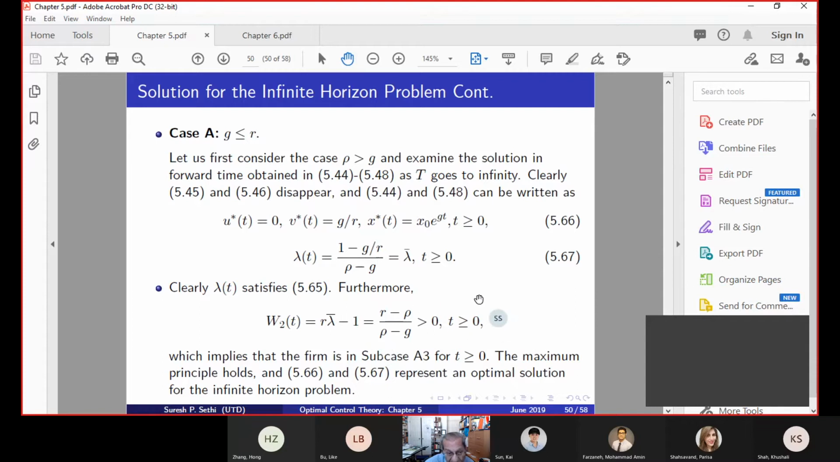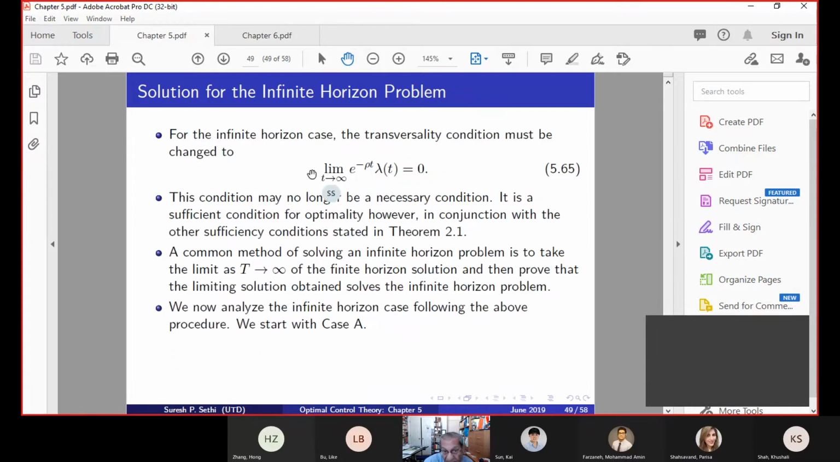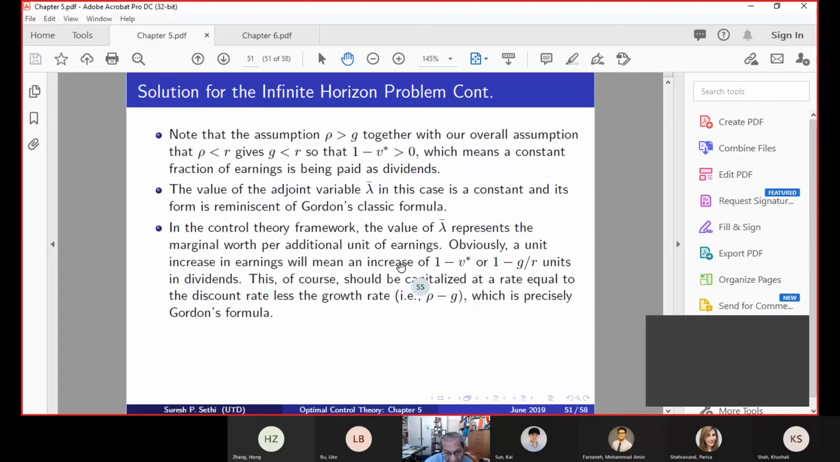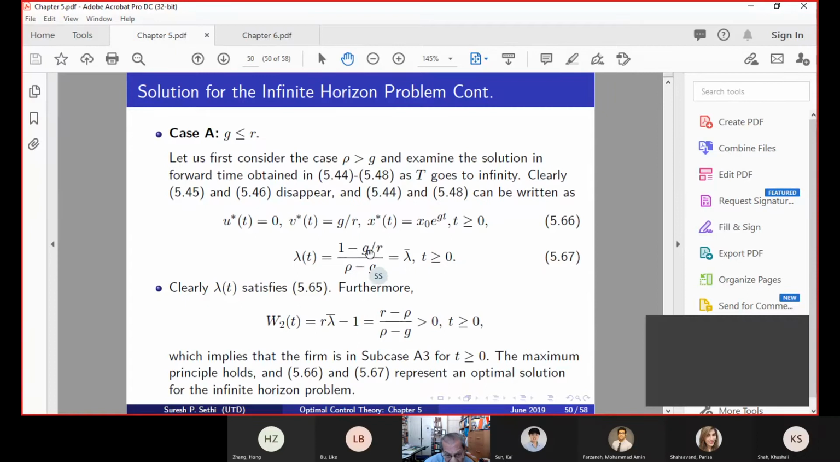So that means that subcase A3 is good for all time from t equal to 0 all the way to infinity. And now we can show that the maximum principle holds, because this says lambda t is lambda bar, which means this condition is satisfied. Okay, so this condition is satisfied, but I want to mention to you that this one has a meaning in finance.